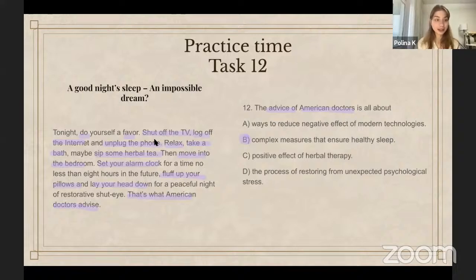So very, very well done. I'm so glad you've been able to complete all the tasks successfully after our practice today. So we are moving on.